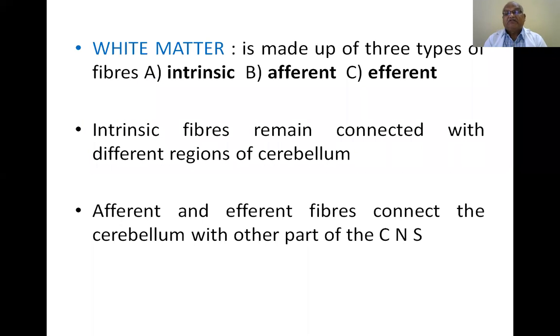Now the white matter. The white matter is made up of 3 types of fibers: intrinsic fibers, afferent fibers and efferent fibers. Intrinsic fibers remain connected with different regions within the cerebellum, within one cerebellar hemisphere or between the 2 cerebellar hemispheres, right and left. Afferent and efferent fibers connect the cerebellum with other parts of the central nervous system. You know afferent very well. Afferent is going towards the center, efferent is coming from the center. One is centripetal and another is centrifugal.